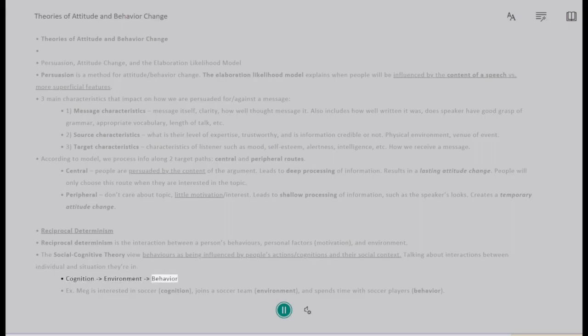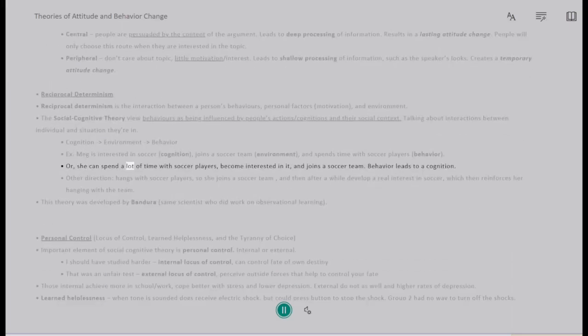Cognition-environment-behavior. Meg is interested in soccer, cognition, joins a soccer team, environment, and spends time with soccer players, behavior. Or, she can spend a lot of time with soccer players, become interested in it, and join a soccer team. Behavior leads to a cognition. In the other direction, she hangs with soccer players, so she joins a soccer team, and then after a while develops a real interest in soccer, which then reinforces her hanging with the team.